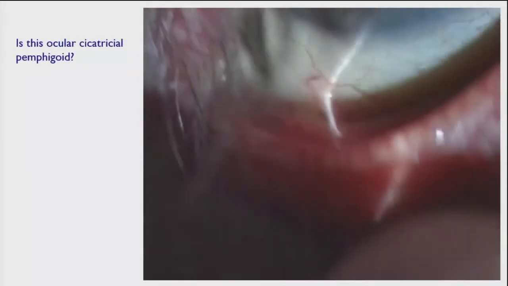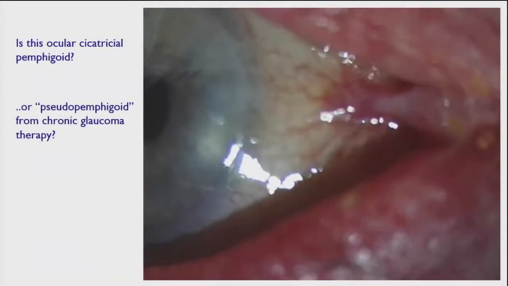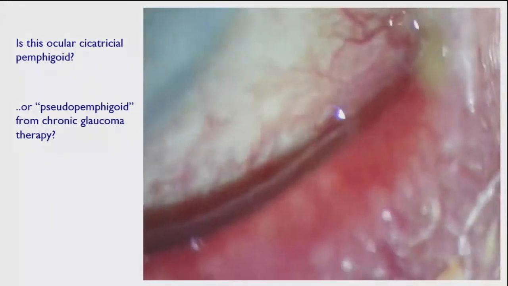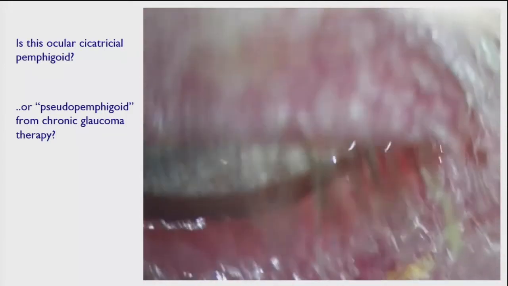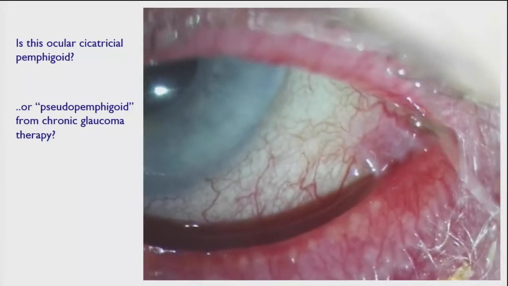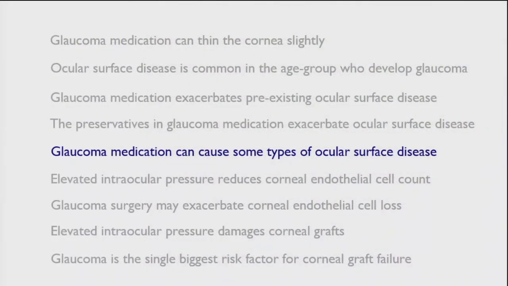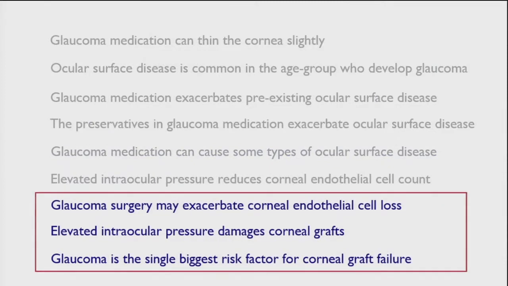I mean, is this pemphigoid or is this pseudopemphigoid from chronic glaucoma therapy? You don't see it very often, but we obviously would refer this to the corneal specialist just to clarify. And then, of course, the endothelial cell. Glaucoma surgery can exacerbate corneal endothelial cell loss, as we've heard.